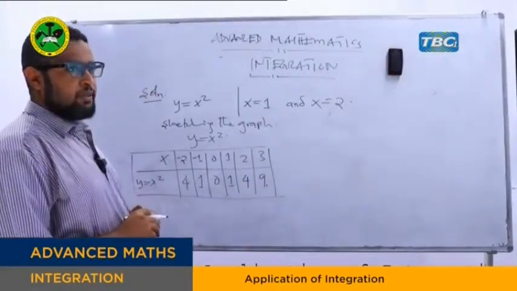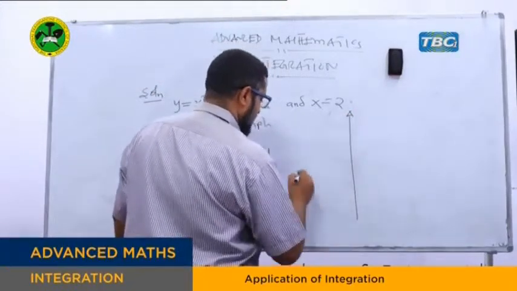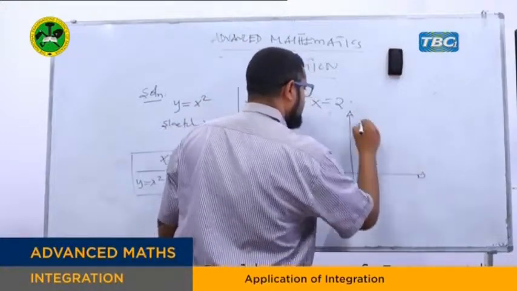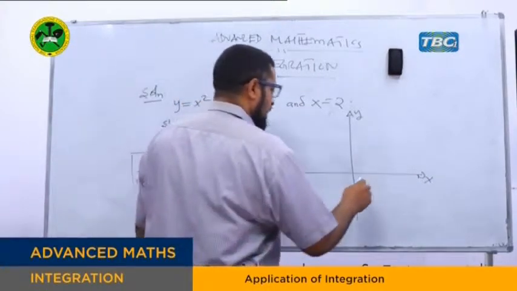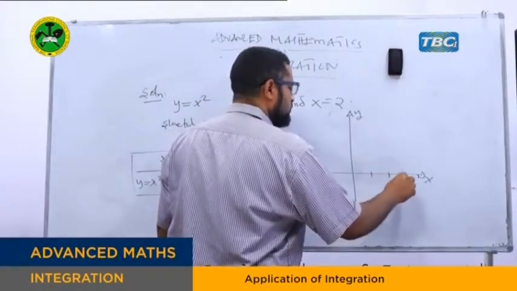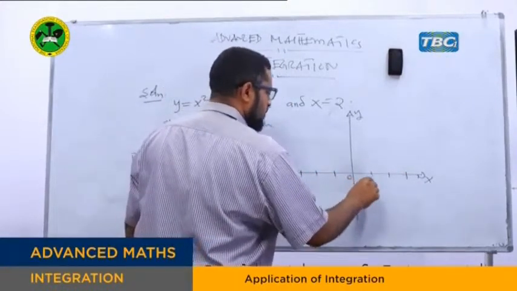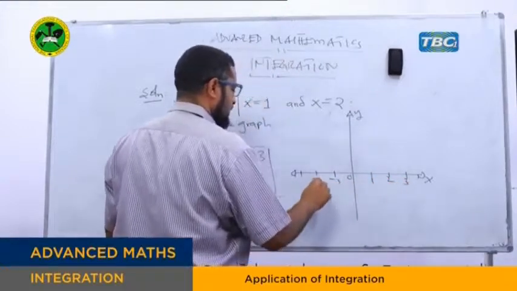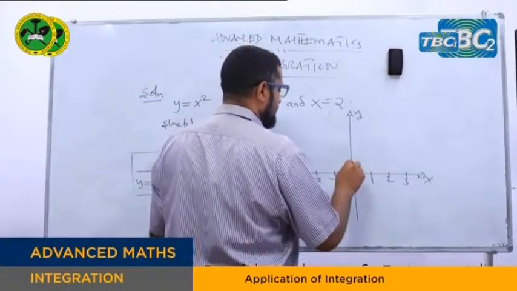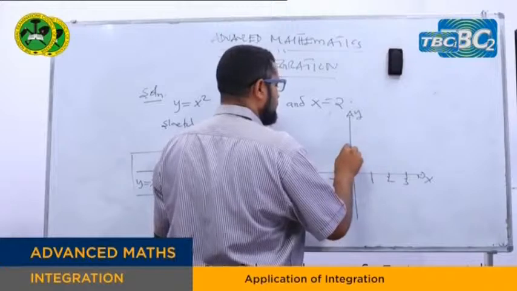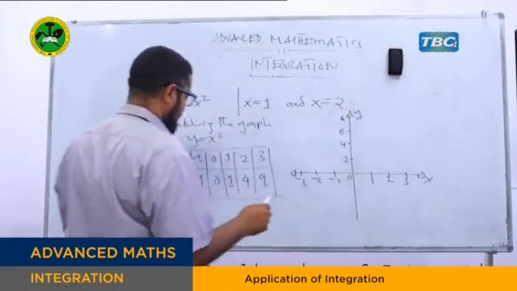Thereafter, let's sketch our graph as part of your solution. So we have 1, 2, 3, negative 1, negative 2, negative 3. Here we have 0, 1, 2, 3, negative 1, negative 2, negative 3. For the case of y, we have only positive numbers. So let's assume here we have 2, 4, 6, 8, and so on.